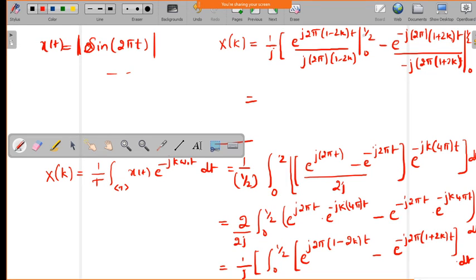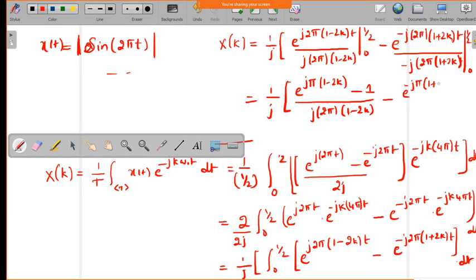Now evaluate the terms. Put the value of t. It is 1 over j into e^(j...). If you put t equal to 1 by 2, the 2 will get cancelled and you will get jπ(1−2k), minus 1, divided by j into 2π into (1−2k). Again, e^(−...), if you put t equal to half, they cancel each other, giving jπ(1+2k), minus 1, divided by minus j into 2π into (1+2k).